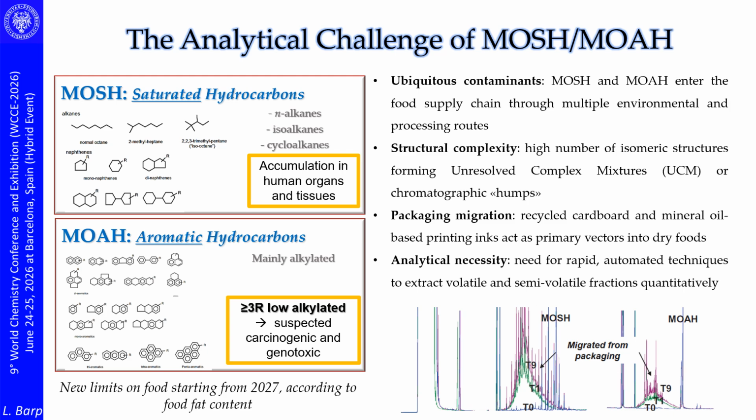Monitoring these hydrocarbons is critical due to severe toxicological concerns. While MOSH can accumulate within human tissues and organs, specific low alkylated polycyclic aromatic compounds within the MOAH fraction are suspected carcinogenic and genotoxic. Given that new European regulatory thresholds based on food fat content are scheduled to enter into force next year in 2027, and considering that migration from recycled paperboard packaging is a remarkable contamination vector into dry foods, establishing robust high-performance extraction methodologies is an essential priority for routine industrial compliance.